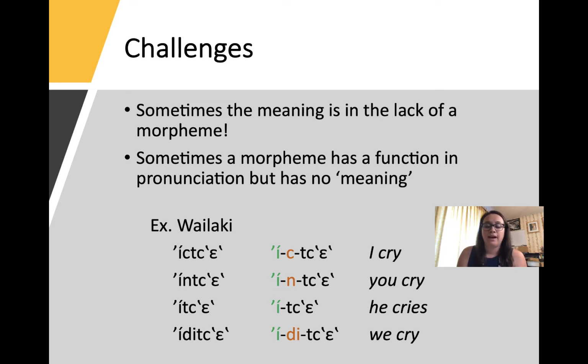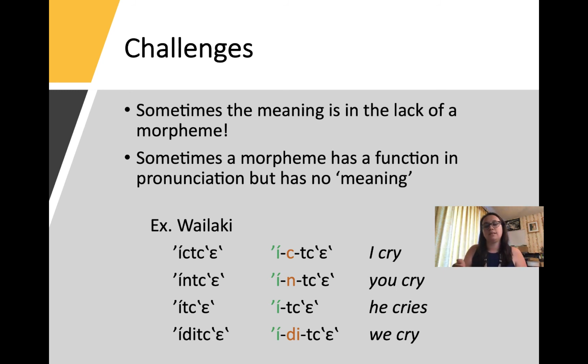So here we have the words I cry, you cry, he cries, we cry. Ishche, inche, itche, itche. So itche, we cry, right? You'll notice if I went through that process that we just did, steps 1 through 8, we would get this. But you'll notice for he cries, there's nothing to mark the he in it, right?